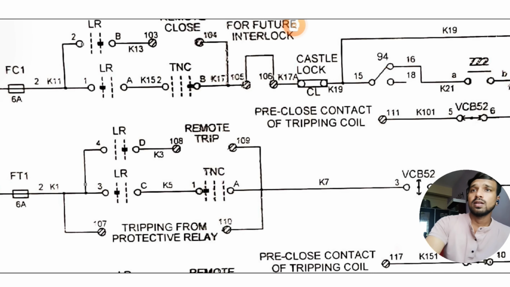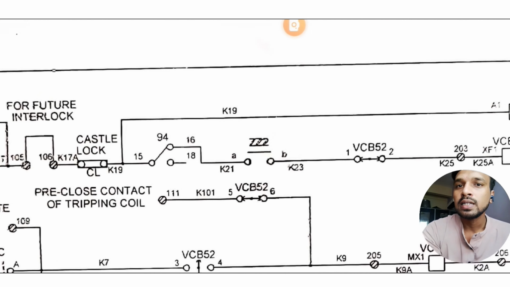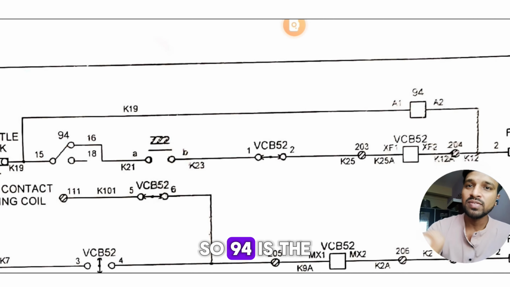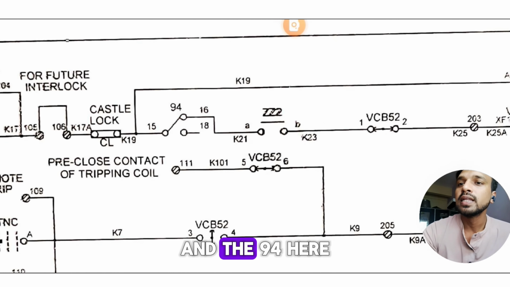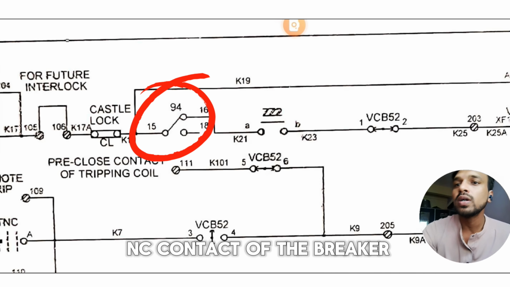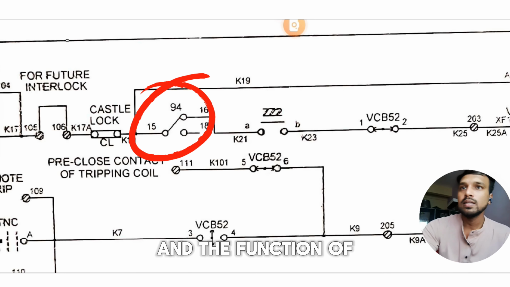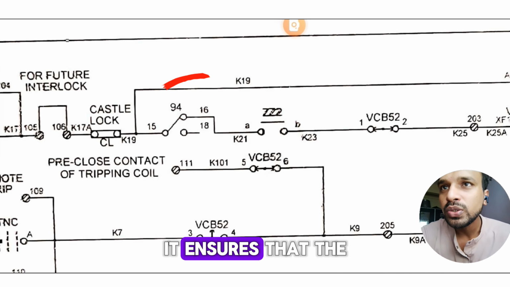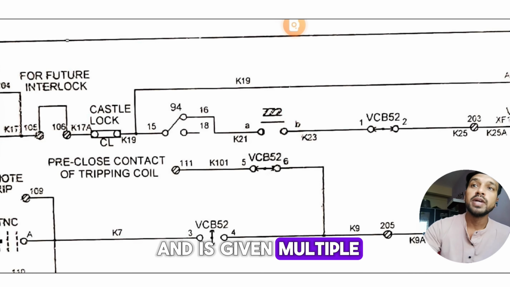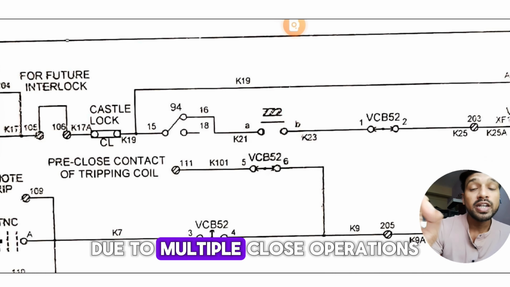Then there is an anti-pumping circuit. So it is starting from here, the 94. This is the code for the anti-pumping circuit, ANSI code. Okay, so 94 is the code for the anti-pumping circuit, and the 94 here is shown also. Okay, so this is the NC contact of the breaker, NO/NC, it is a changeover contact. And the function of anti-pumping is that it ensures that the breaker doesn't repeatedly attempt a close if a close command is given multiple times accidentally. Okay, and this protects the breaker from being damaged due to multiple close operations.